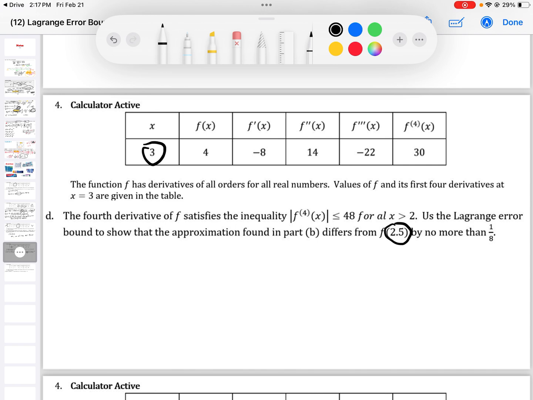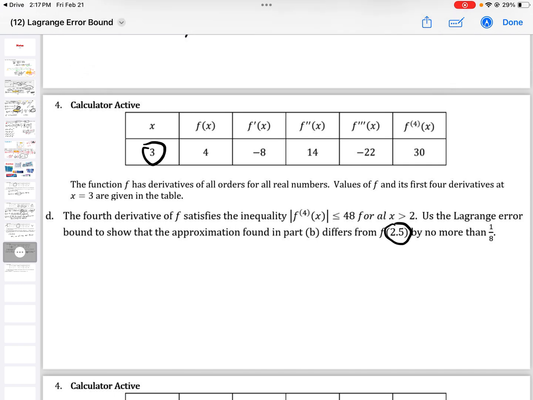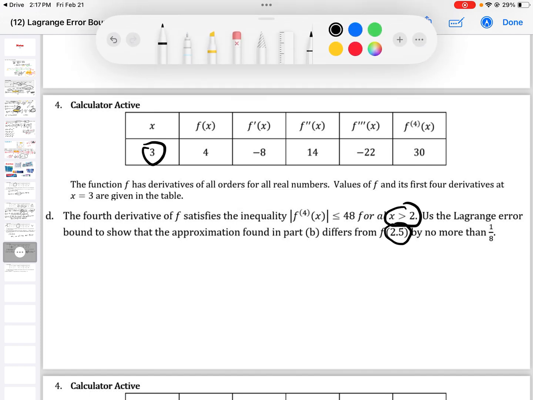Between 2.5 and 3, we don't know what it is. It could reach its maximum at 2.5, but we don't know. But it says for all values of x greater than 2, that fourth derivative max is 48.